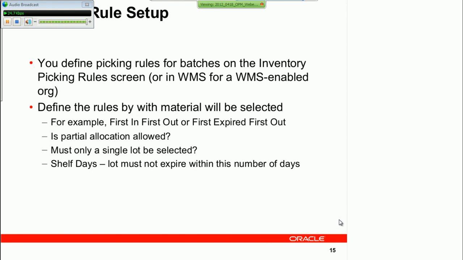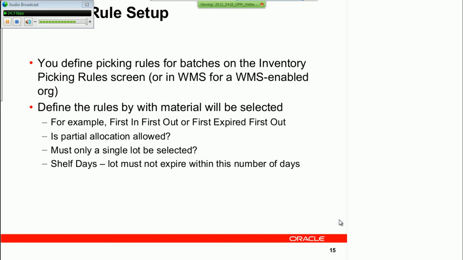So, picking rule setup. You define picking rules for batches on the Inventory Picking Rules screen. This is under the Inventory responsibility. It's not under Production Supervisor. If you've purchased the Warehouse Management System and you're in a WMS-enabled org, then there's a different rule screen in the Warehouse Manager responsibility for setting up your picking rules. We'll talk about that just very briefly.